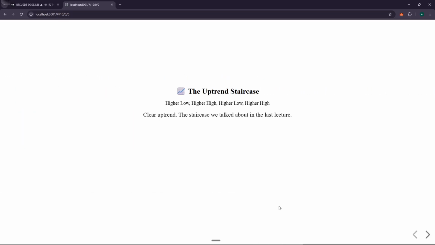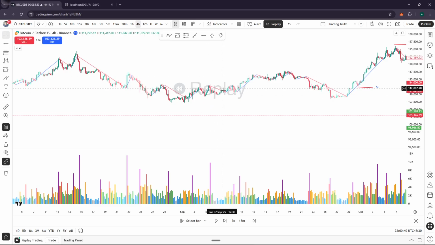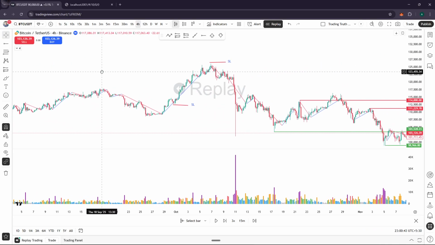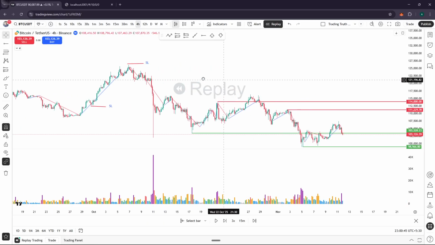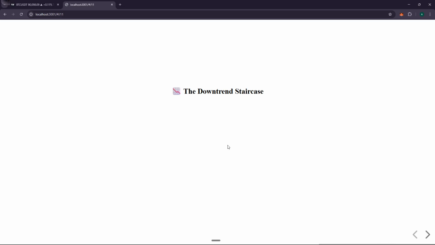All right. So the uptrend staircase, we see higher high, higher low, higher high, higher low. That's clear uptrend. The staircase we talked about in the last lecture. So if I come here, you see this higher high, higher low, higher high, higher low. That's forming a staircase. When we come here, lower high, lower low, lower high, lower low, it's forming, right? So that's your downtrend. And you can see this, okay? On the pullback, we can enter a trade and take profit on the swing high. Okay, same goes for the downtrend staircase. Lower high, lower lows, lower high, lower lows, right? Clear downtrend, stairs going down.